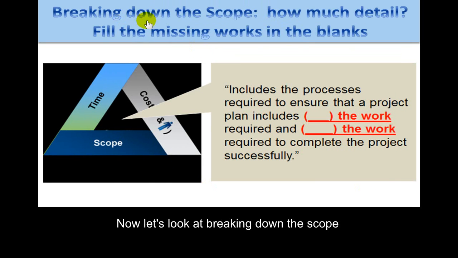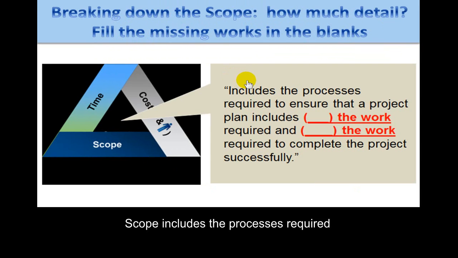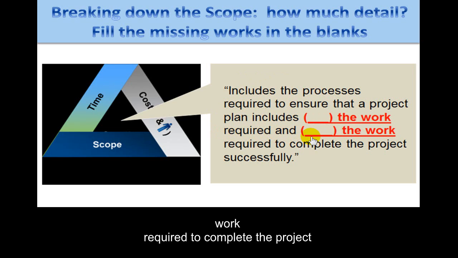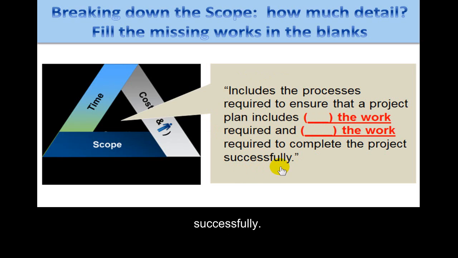Now let's look at breaking down the scope and how much detail is needed. I'd like you to reflect on this statement and see if you can fill in the two missing words. Scope includes the processes required to ensure that a project plan includes blank the work required and blank the work required to complete the project successfully.